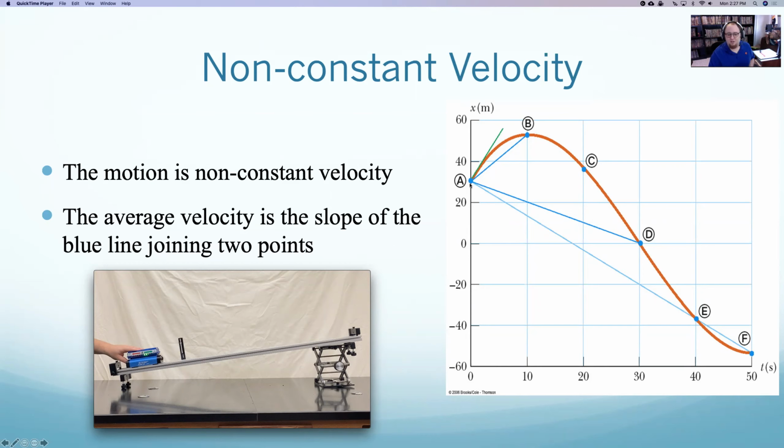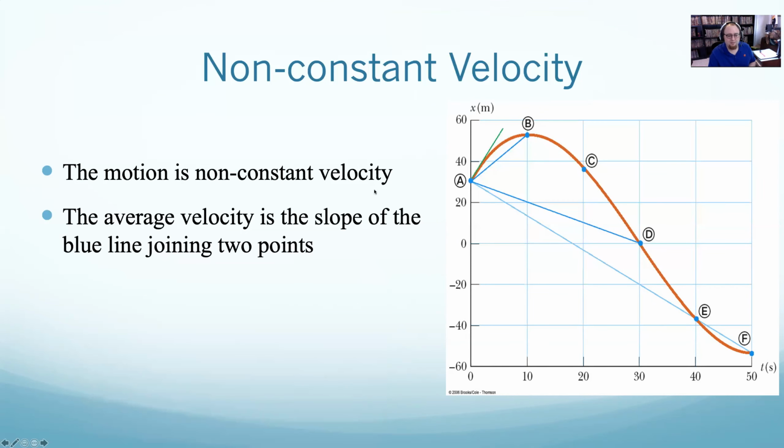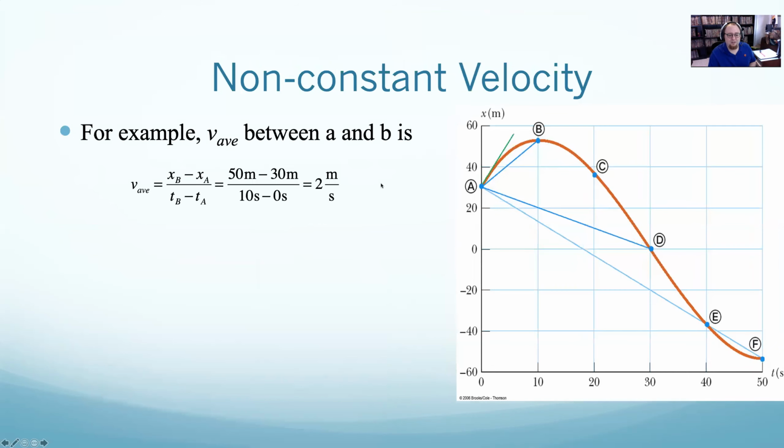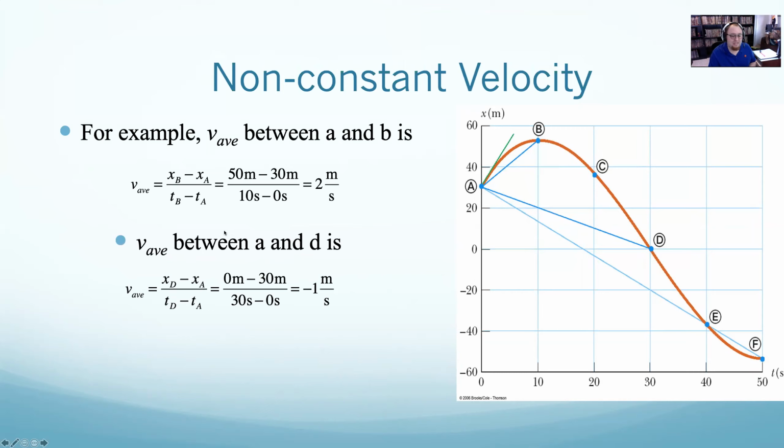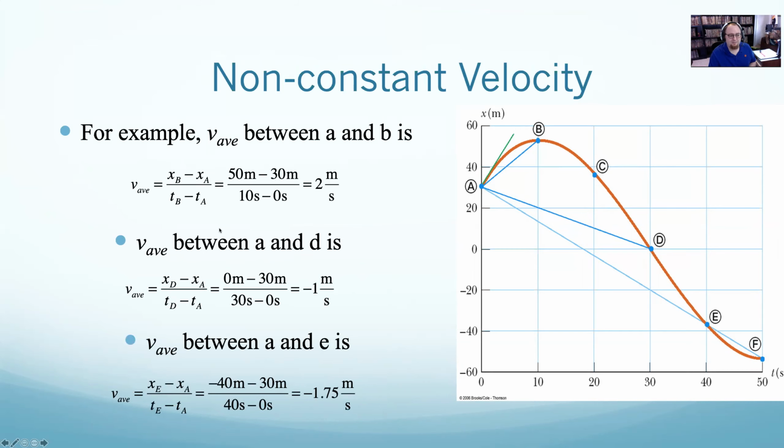If I want to find the average velocity between A and C, I make a straight line between A and C and find the slope. If I want to find the average velocity between A and D, I do the same thing to A and D, and so on. Then the average velocity between A and B would be position at B minus position at A, time of B minus time of A. If I want the average velocity between A and D, position at D minus position at A, time at D minus time at A, and so on.